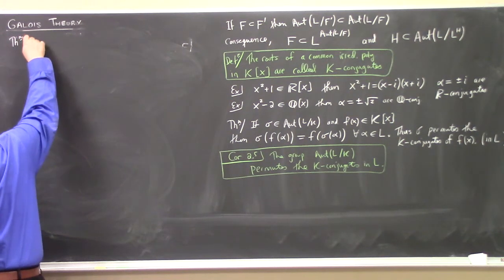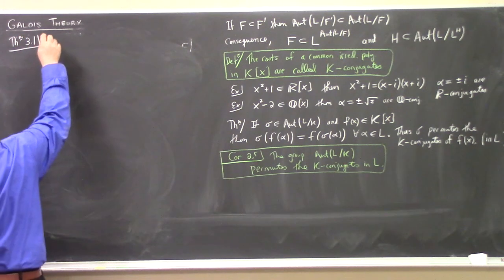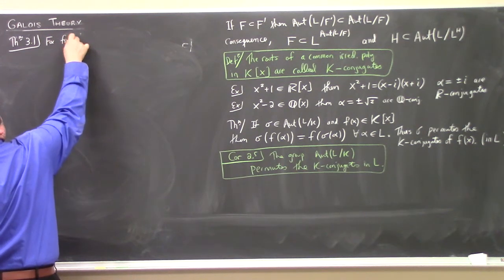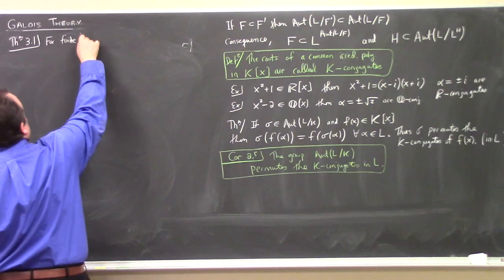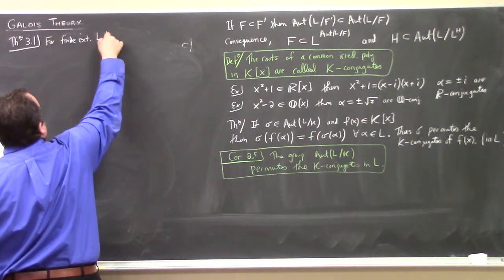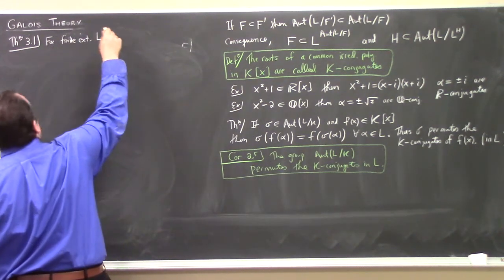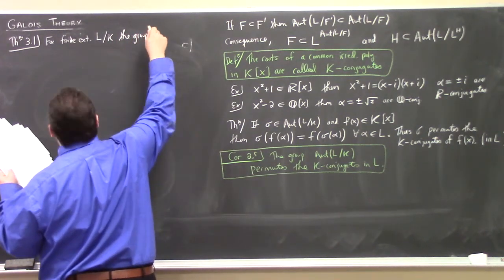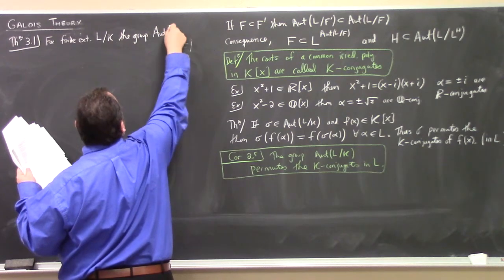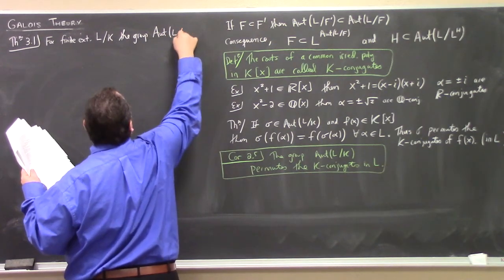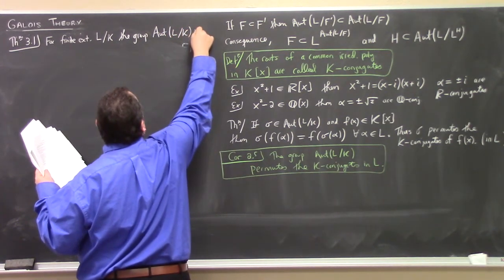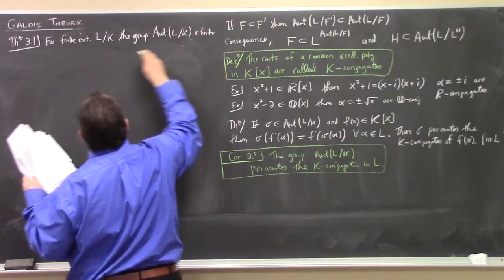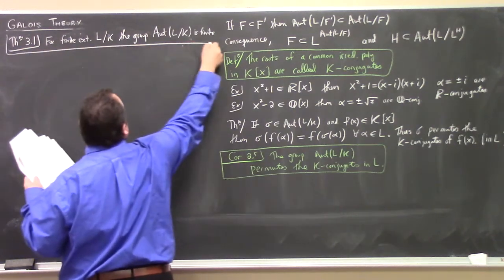So theorem 3.1: for a finite extension L over K, the group L over K is finite. All right.